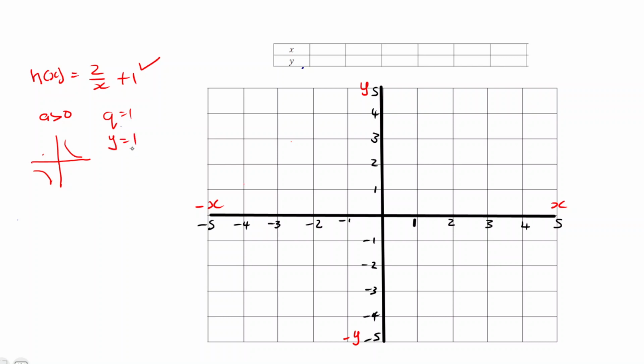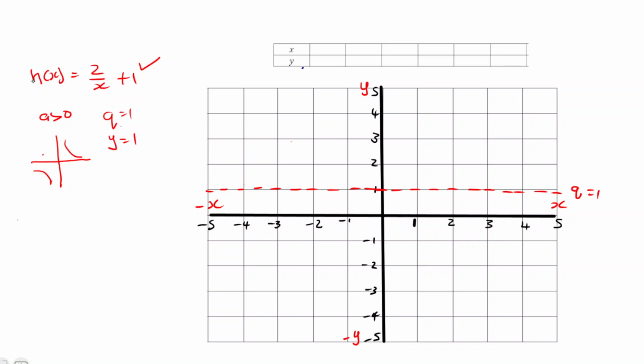So we are looking at y is equal to 1. This is the point where y is equal to 1. So we have to first draw our horizontal asymptote passing through the point which is 1 on the positive y-axis. So this is the first step that you have to do. Draw that horizontal line, which is the y-intercept. So that is your q equals 1.